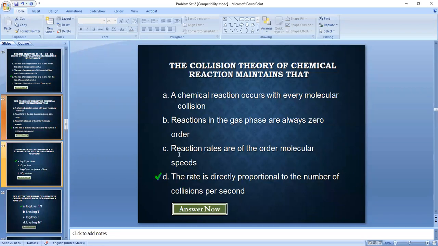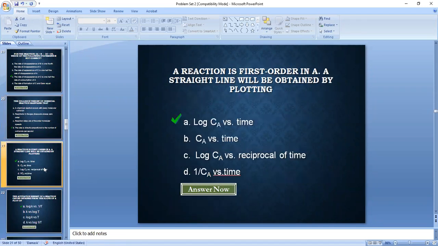So the collision theory maintains that the rate is directly proportional to the number of collisions per second of these particles in your system. So this is related to a gaseous system. The collision theory is applicable to gaseous systems. Now we go to the next.